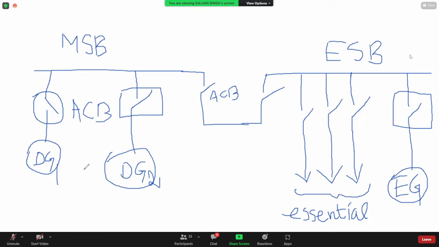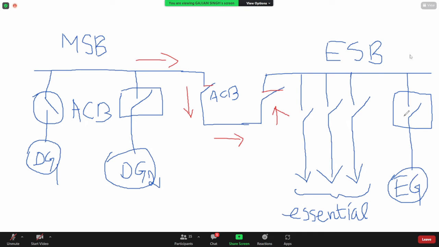So if DG1 is running, it is feeding the main switchboard, and generally these breakers are on. This is on, this is on. So generally the emergency switchboard is fed through the main switchboard only. Now suppose DG1 fails, DG2 should run. If DG2 fails, in a tanker ship there could be DG3. If DG3 also fails, then the emergency generator should start within 45 seconds and should start feeding the emergency switchboard.